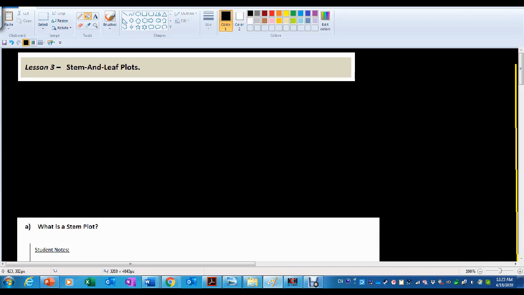So for stem and leaf, what is it for? Why do we need to learn this? Because this is for data representation. There are many ways to represent data, but in particular, stem and leaf plots are for the data representation of discrete numerical data.